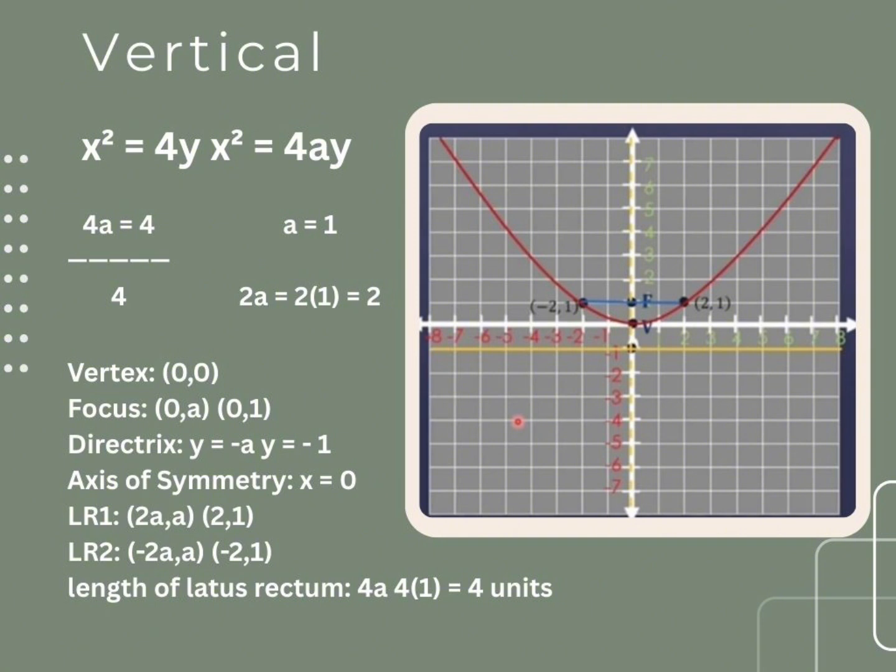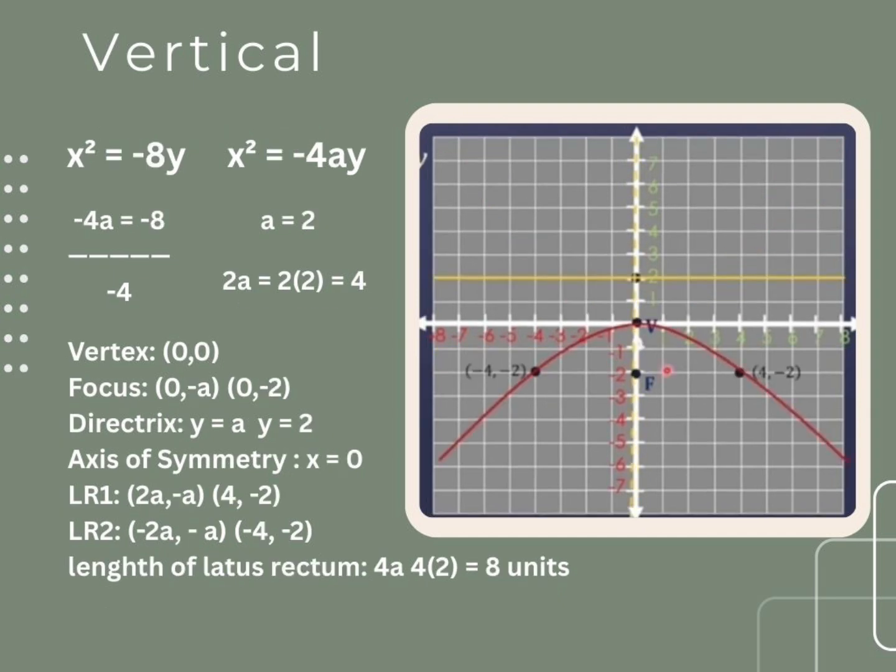Let's review the graph. The red curve is the parabola, the blue point is the focus, the yellow line is the directrix, and points (negative 2, 1) and (2, 1) mark the ends of the latus rectum. And that's how you graph a parabola that opens upward using its standard form.